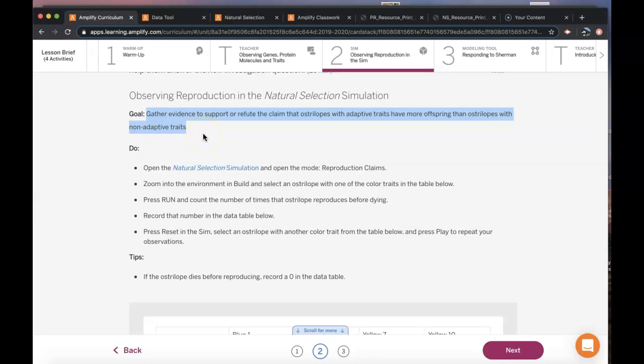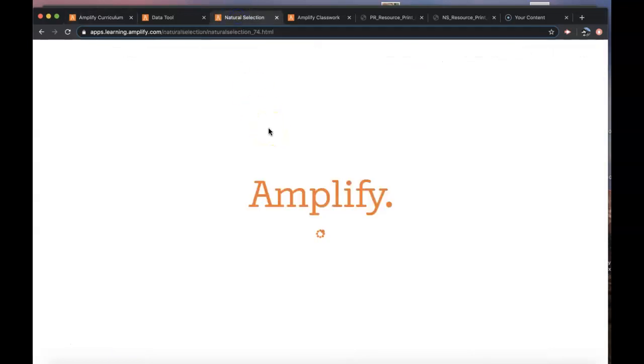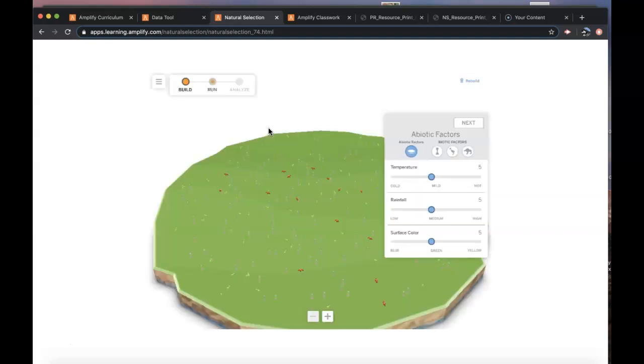In this environment, in the sim, the environment color is going to be yellow 7, and there are going to be carnithons present in the environment. So based on everything we've done before, we know that in a yellow 7 environment with the presence of predators, yellow 7 is the most adaptive color trait.